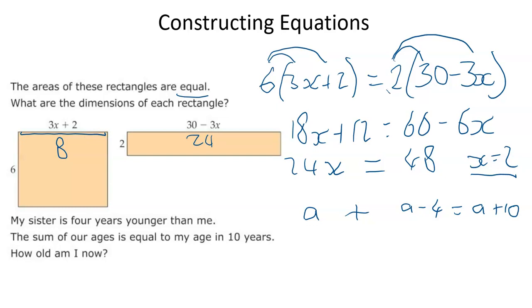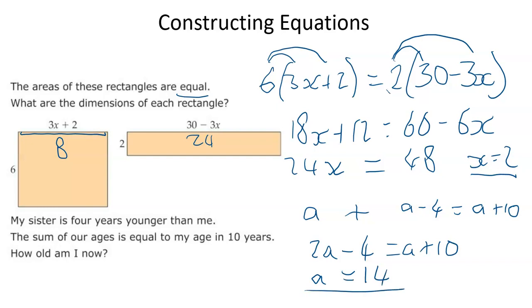Now I can just solve it. A plus A is 2A minus 4 equals A plus 10. Take the A away from both sides to get A, add the 4 to both sides. That means the me character is 14 years old.